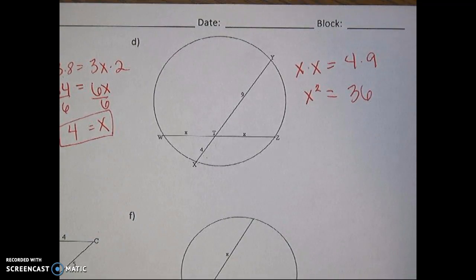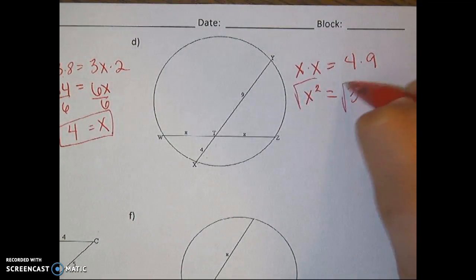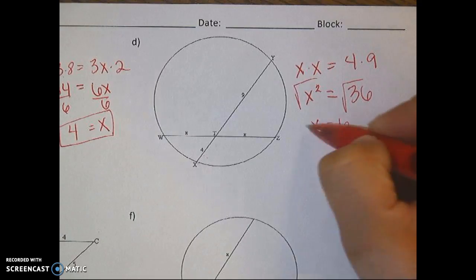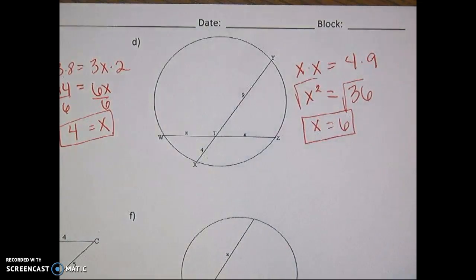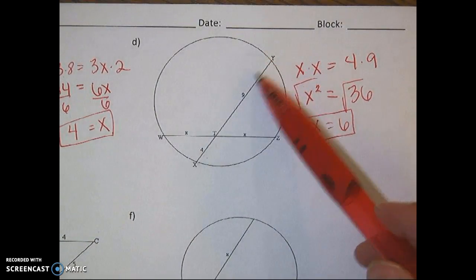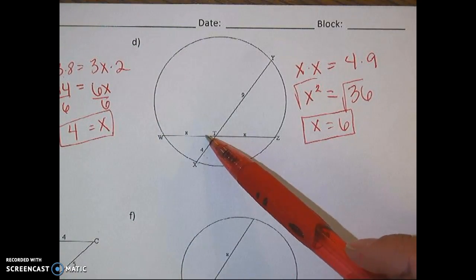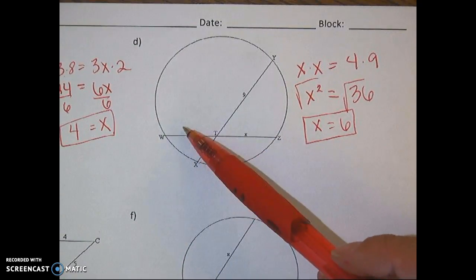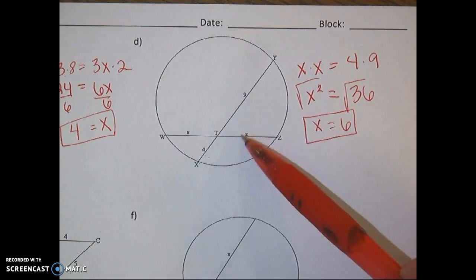And then to solve an equation with a squared term, you take the square root. So your x would equal 6. Again, any problem that you have that has the chords that intersect inside the circle, you're going to solve like this, where the two pieces multiplied, the product of those two segments, are equal.